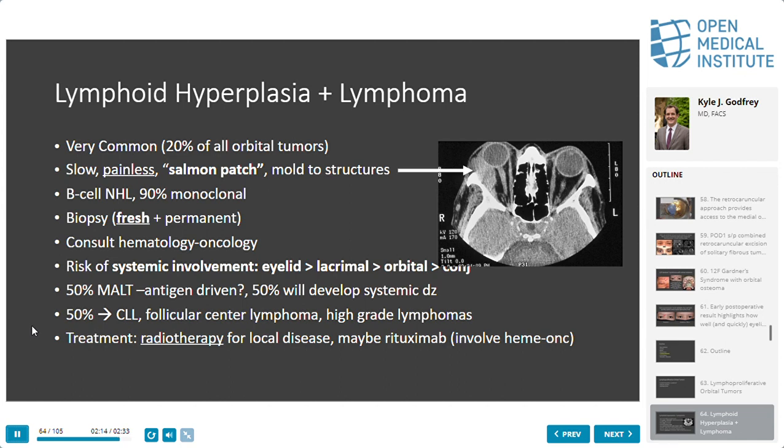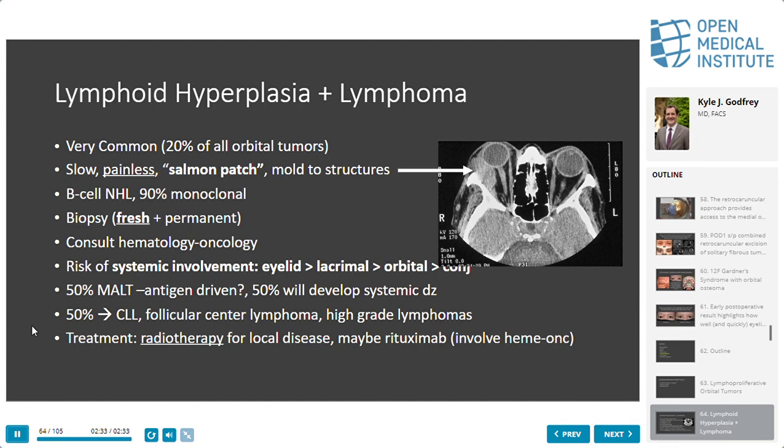These tend to be B-cell lymphomas. They tend to be mucosa-associated lymphoid tissue or MALT lymphomas, most often B cells, but some are associated with CLL. And again, this is not a surgical disease. This is a disease that's treated with radiation therapy. Rituximab may be appropriate in some cases, but again, that's usually going to be a decision that's made by your oncology colleagues.